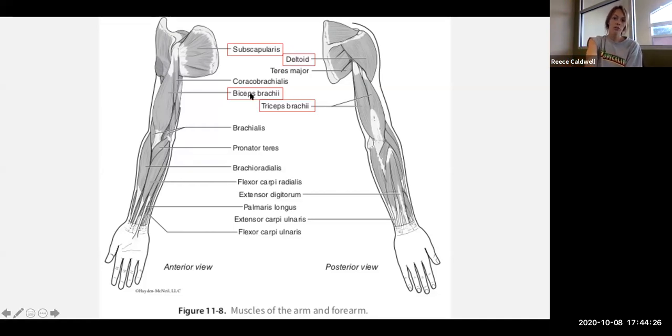So yeah, we already went over biceps, and again, you want to make sure you label biceps brachii and triceps brachii, because we have biceps femoris and triceps femoris. We're not going to look at subscapularis. Again, that's one more muscle of the shoulder blade, or scapula, but we're not going to look at those.